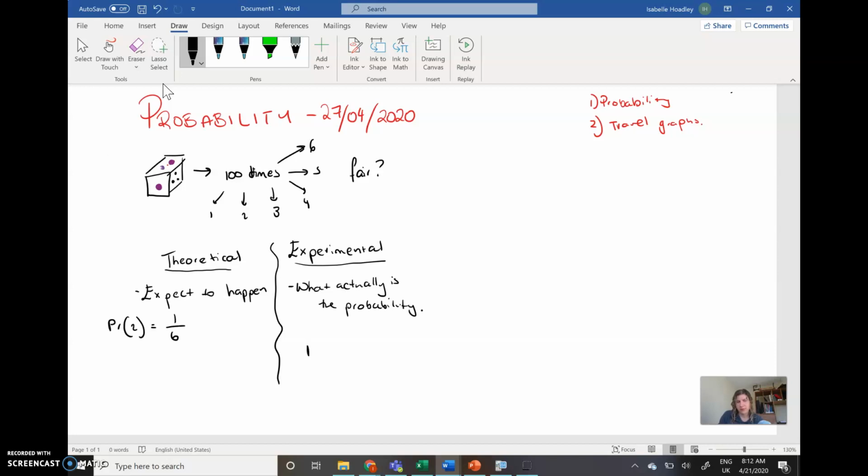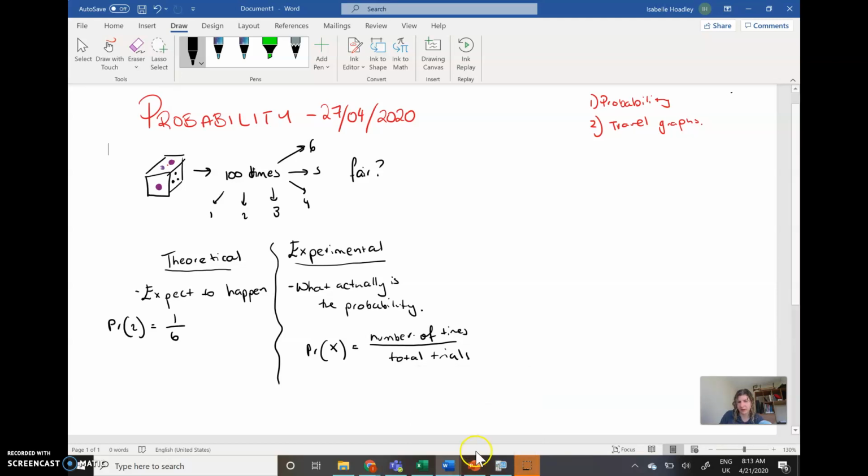The formula for experimental probability, say for the probability, we'll call it X, is the number of times something occurs divided by the total trials, the total times you do something.